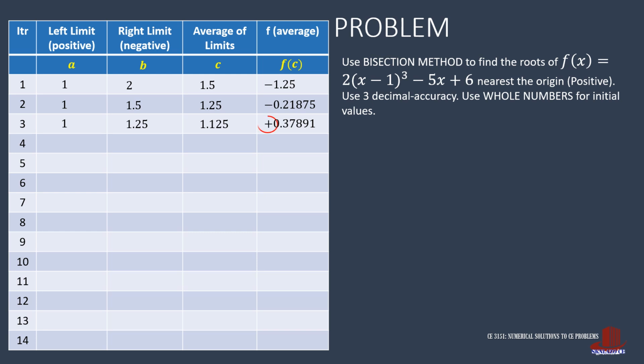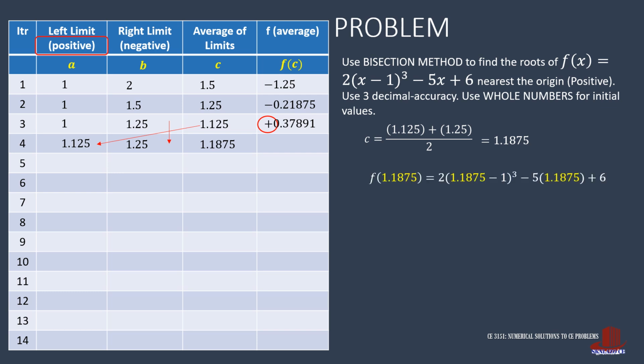Do the same process for the next iteration. Since f of c is positive, 1.125 should be placed in a. Then b carries 1.25. Take the average of these two and have 1.1875. The function then becomes twice of the cube of 1.1875 minus 1 minus 5 of 1.1875 plus 6. F of c for this iteration is computed as positive 0.07568.